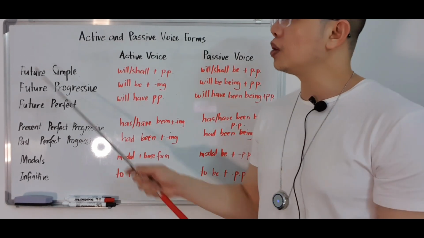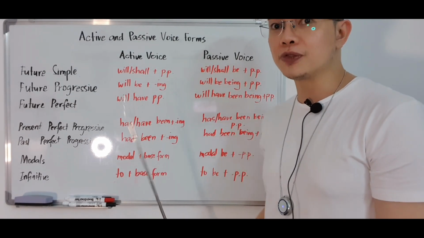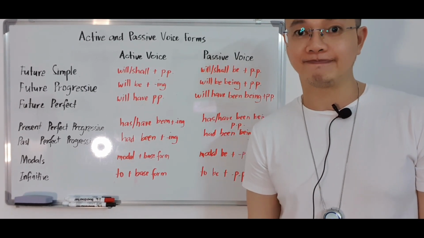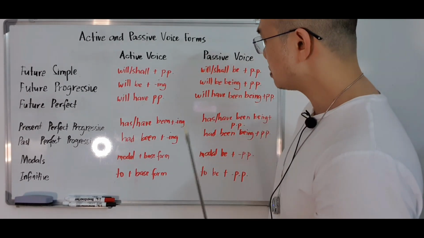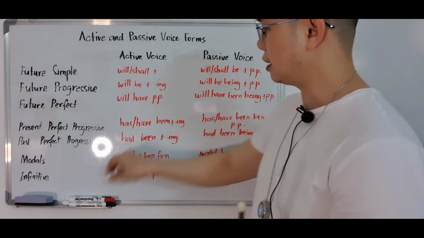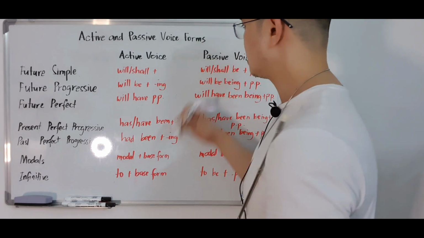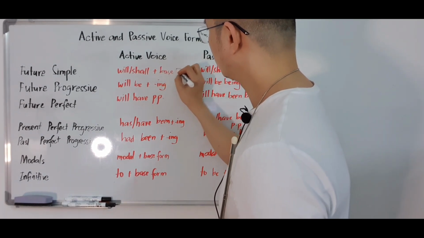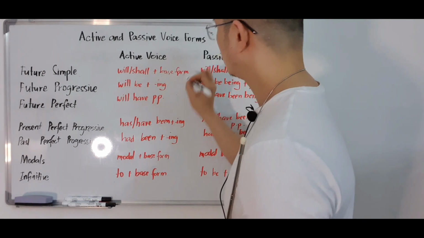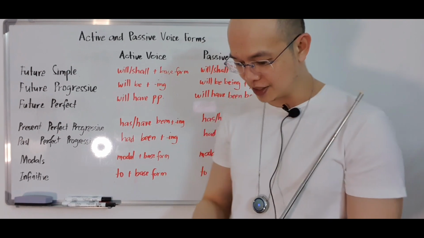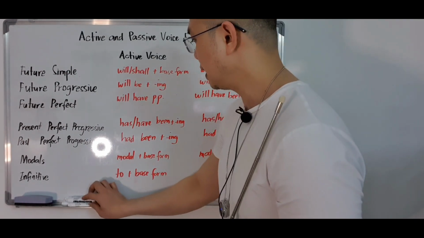Okay, so for the future simple, the active voice form is will or shall plus the past participle form. No, not the past participle form. Base form. I made a mistake here. It should be base form. Sorry, guys. Okay, base form. All right. I hope it didn't interrupt your learning.